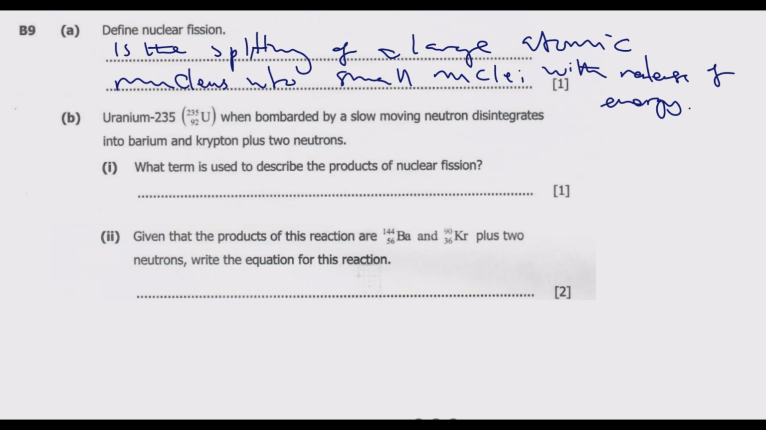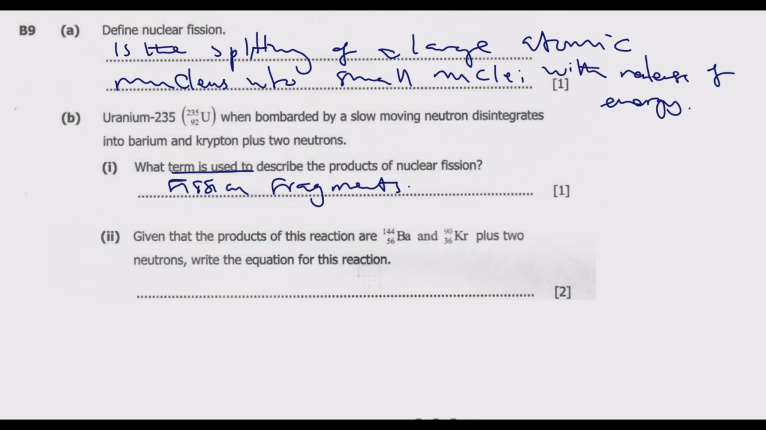We look at question B. Uranium-235, when bombarded by a slow moving neutron, disintegrates into barium and krypton plus 2 neutrons. What term is used to describe the products of nuclear fission? So the products of nuclear fission, what are they called? These are called fission fragments. That's what they are called.